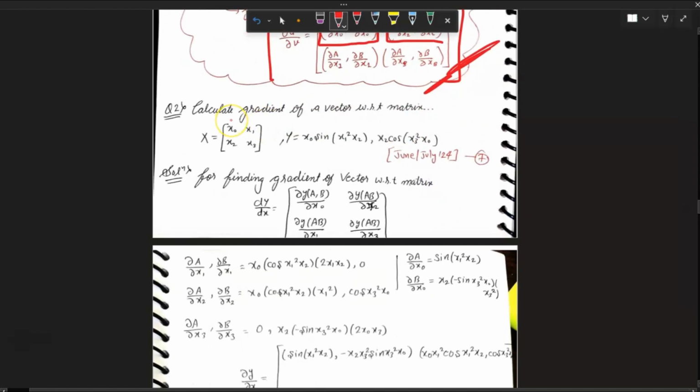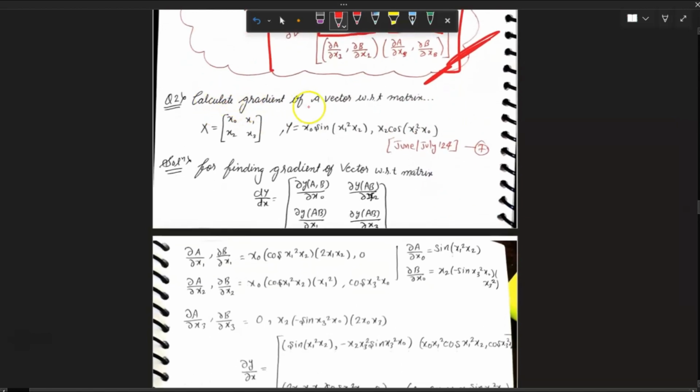Now let's see the question over there. Calculate the gradient of a vector with respect to matrices. The matrix is given as x equals x0, x1, x2, x3, and the vector is given as y equals x0 sine x1 squared, x2 cos x3 squared x0. Okay, so this is important, and let's mark this part as a and this part as b.